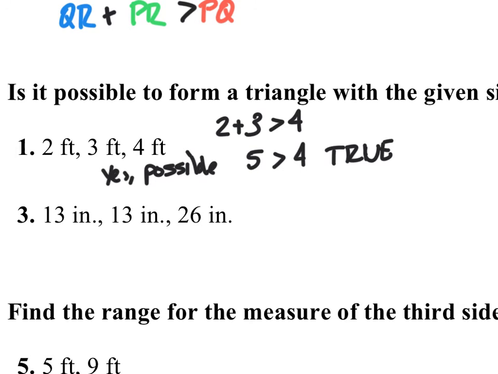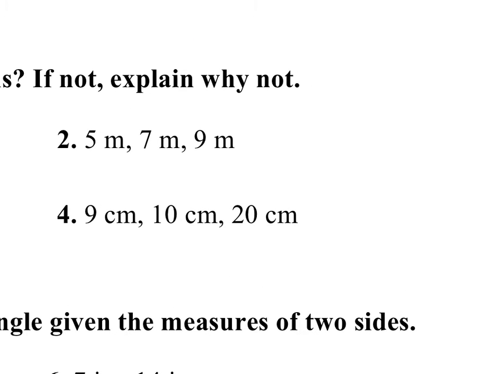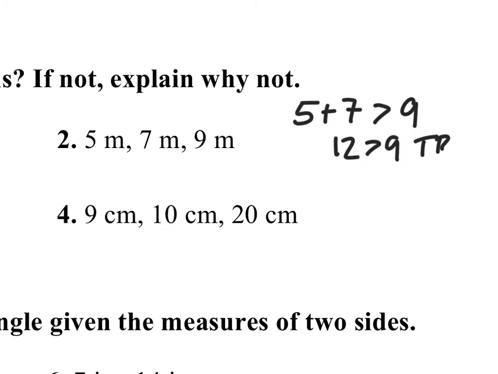Okay, let's take a look at the next one. Again, I'm going to take my two smallest sides, which is 5 and 7, and if I add them together, will they be larger than 9? Let's do 5 plus 7. If I take 5 plus 7, I get 12. Is that greater than 9? Is that a true statement? The answer is yes, this is a true statement. So yes, this is possible. But we have to show this verification here.